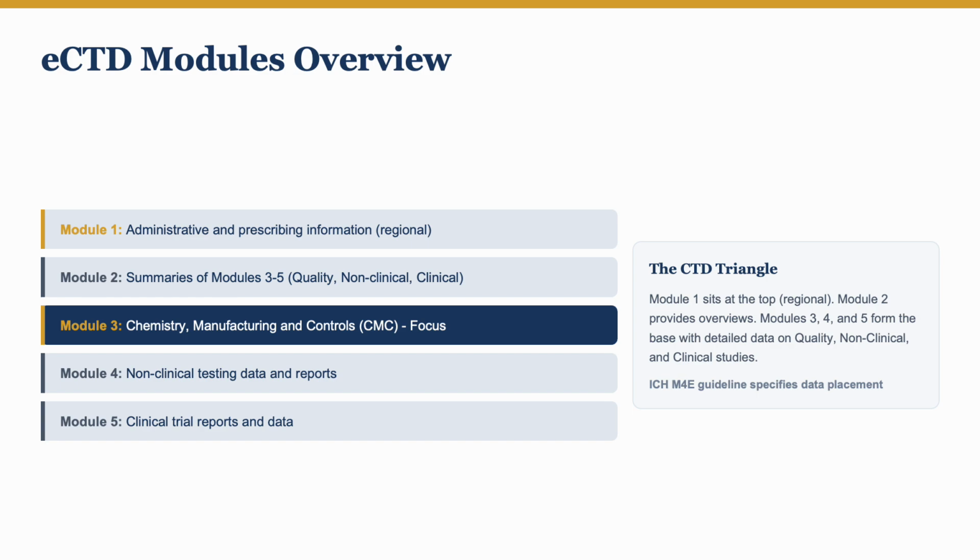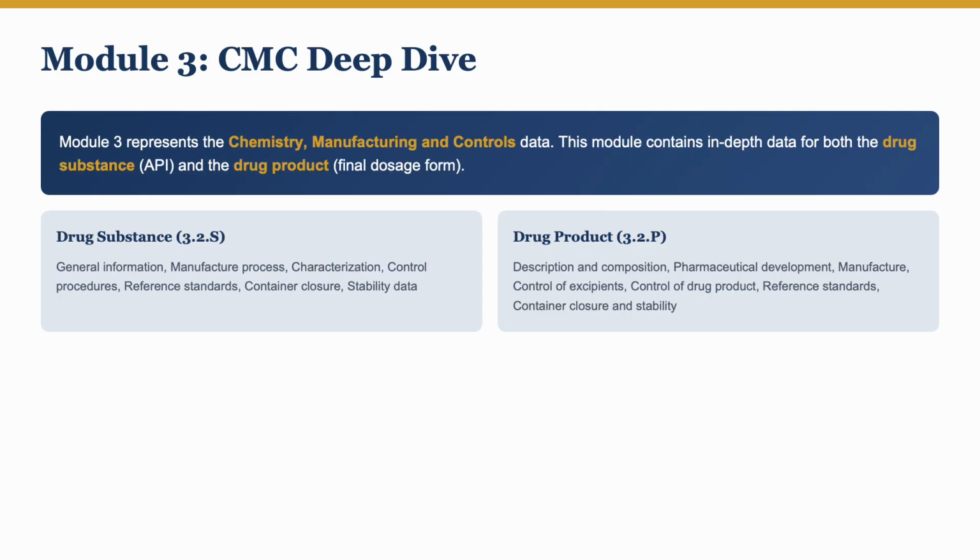Module 4 contains all non-clinical testing data including pharmacology, pharmacokinetics, and toxicology studies. Module 5 contains clinical trial reports and data. The ICH M4E guideline specifies exactly how data should be placed in these modules. Let us dive deeper into Module 3.